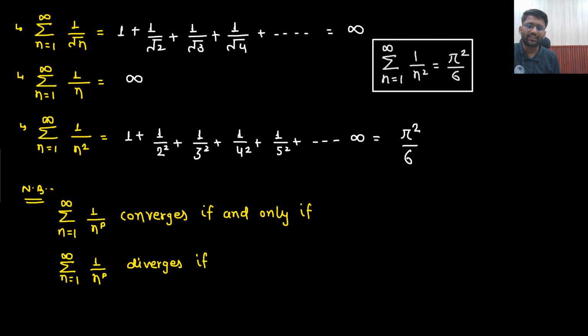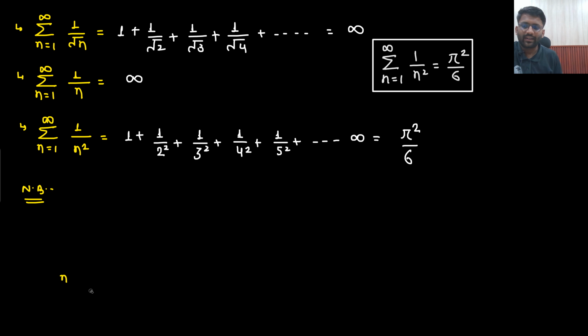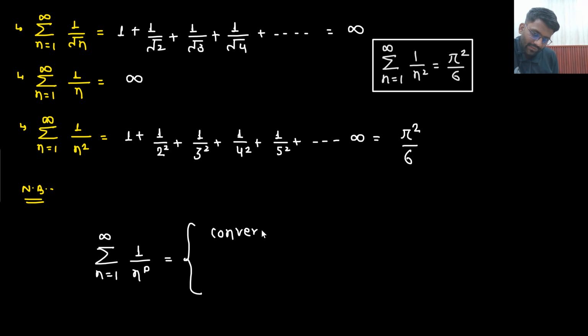So what would this P series say? I will again write down the statement of the P series. The P series would always comment on summation n going from 1 to infinity of 1 by n to the power p. Always remember that. So what will it say? That this series will either converge or it will diverge. When will it converge? When p is greater than 1, and it will diverge when p is less than 1.